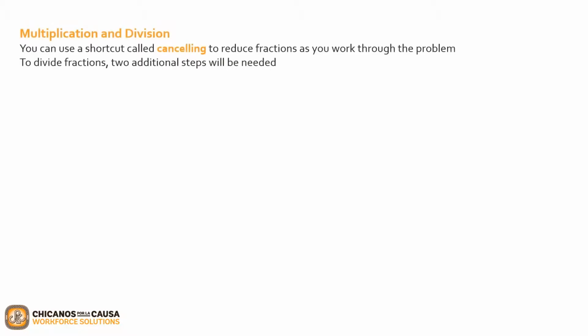So like with multiplication, you can also use the shortcut called canceling to reduce fractions as you work through the problem. To divide fractions, 2 additional steps will be needed. Let's look at this through an example. Our example states, divide 8 by 1/2. So while I did write out the entire problem being solved, let's go ahead and discuss how we're going to get there.